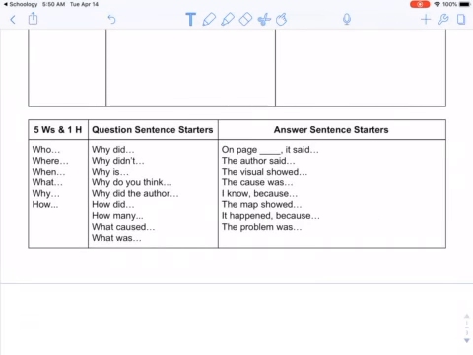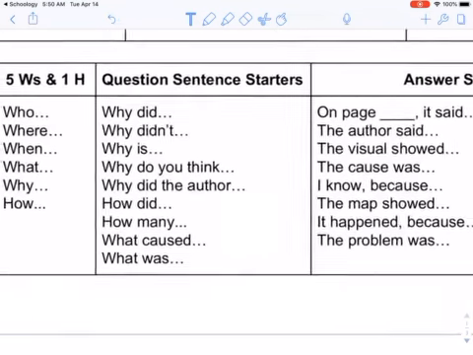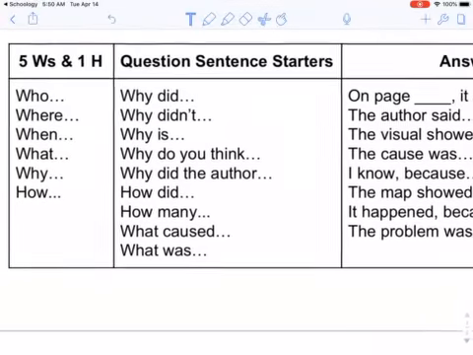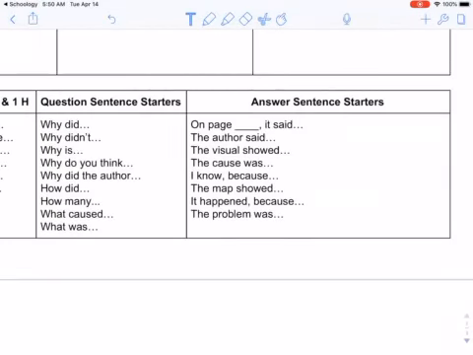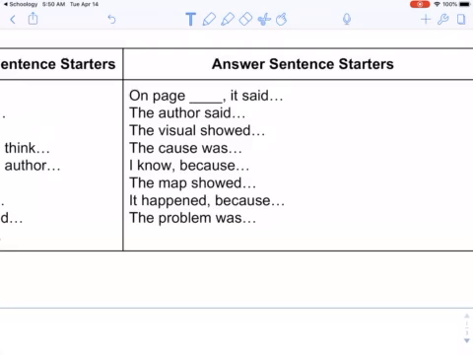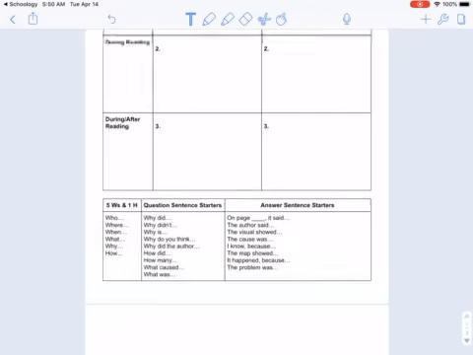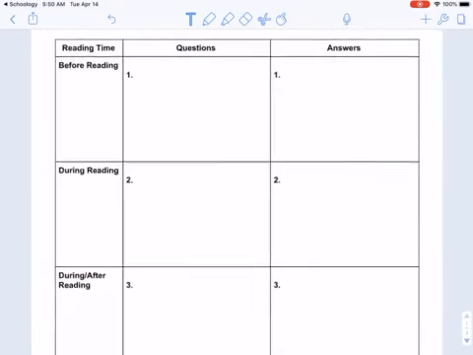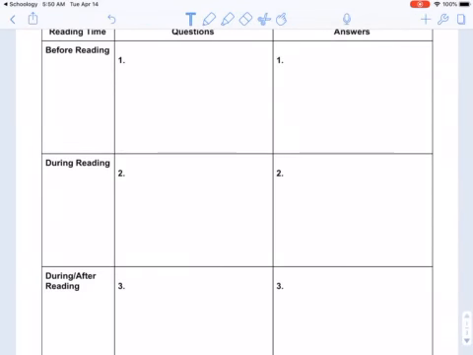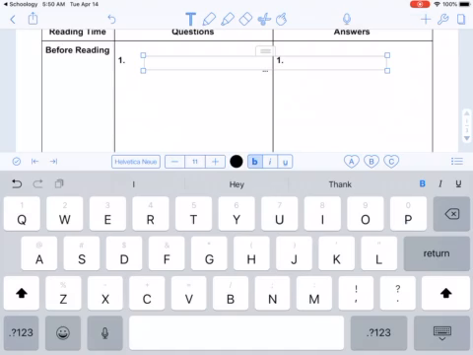Down on the bottom, we have the different question sentence starters, like why did, why didn't, why is, why do you think, why did the author. These are answer sentence starters: on page blank it said, or the author said, or the visual showed, and visual means picture. So before I even start reading, I'm just going to write down this question.